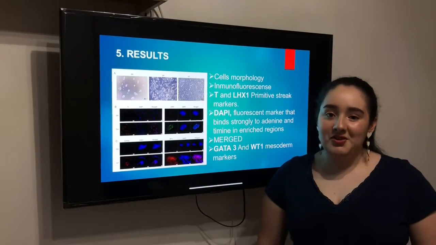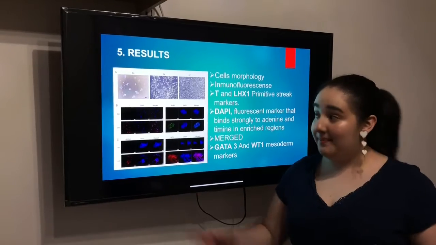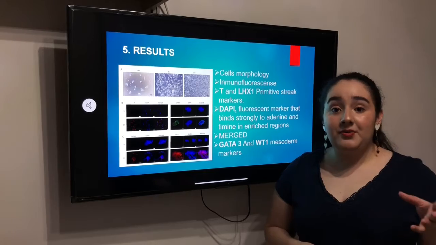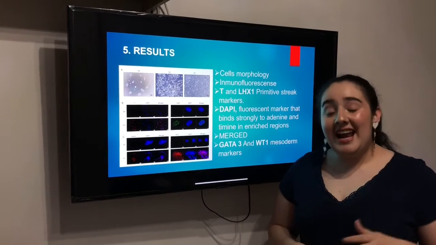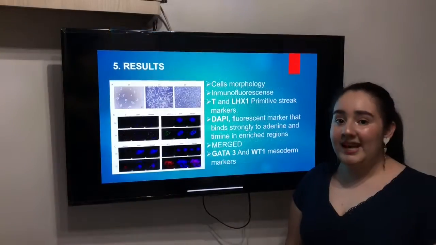Results. During the induction process, the cellular morphology changed a lot. At the beginning, the cells express a large shape, like you can see here. So, in the study, they changed CHIR99021 to FGF9, and this helped the cells to express a fuller shape, like you can see here. Immunofluorescence.